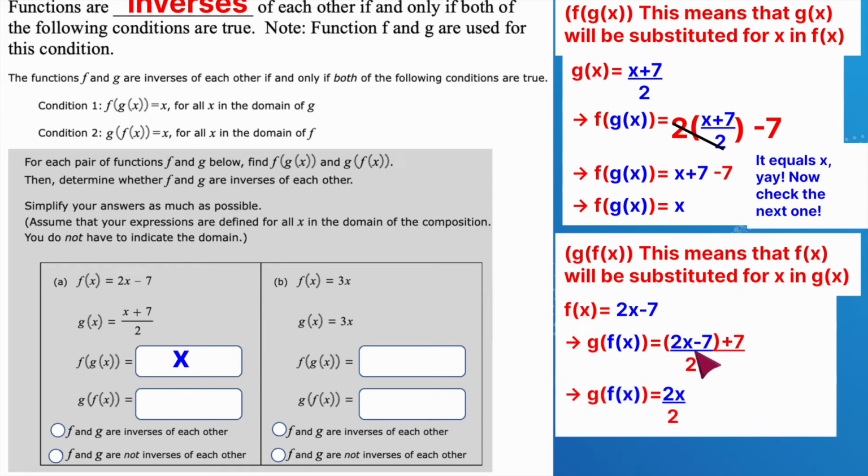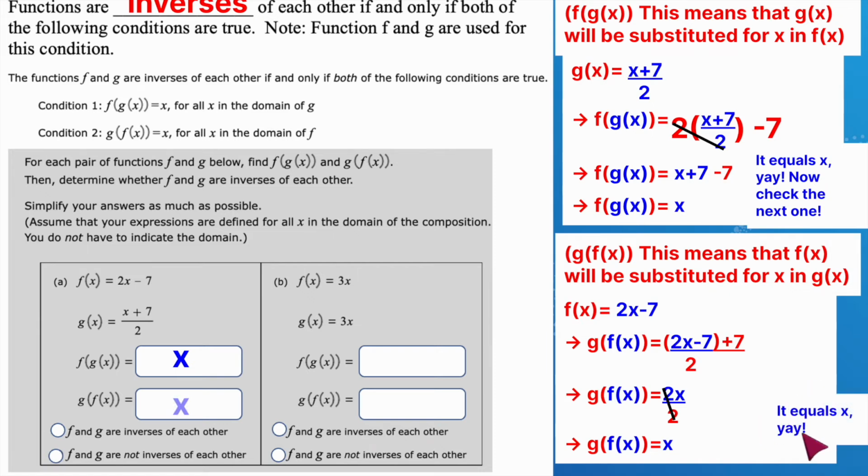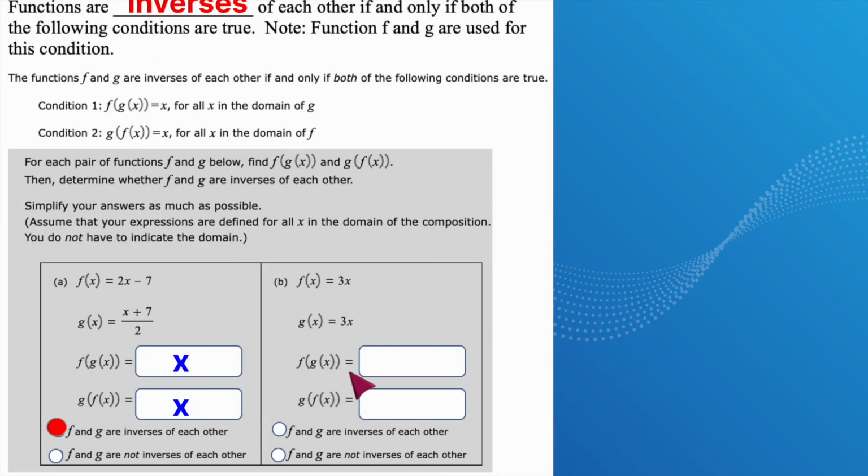So negative 7 plus 7 cancels out. I have 2x over 2. Well, 2 divided by 2 also cancels out, just like it did up here. So you end up with just x. So they are, in fact, equal to x. So yay, they are inverses of each other. You can fill in the little bubble and say f and g are inverses of each other. Let's go ahead and check the next one.